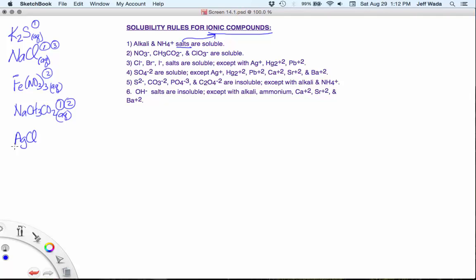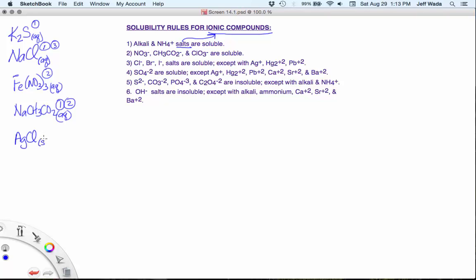Okay, so here we go. Chloride. Rule number 3 says chlorides are soluble, so this should be soluble, but hold on. Chlorides are soluble except with silver, mercury, and lead. This has silver, so this is the exception. So instead of being soluble, it's insoluble. To represent insoluble, it does not dissolve, it stays as a solid.